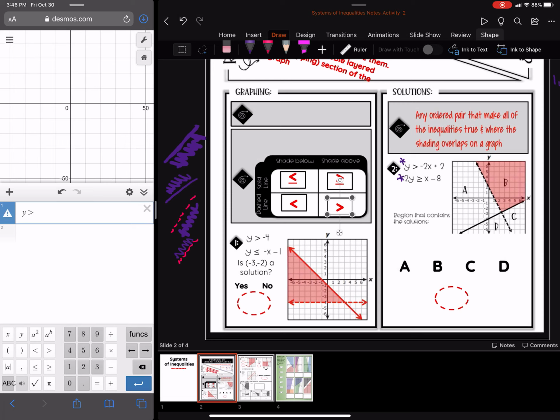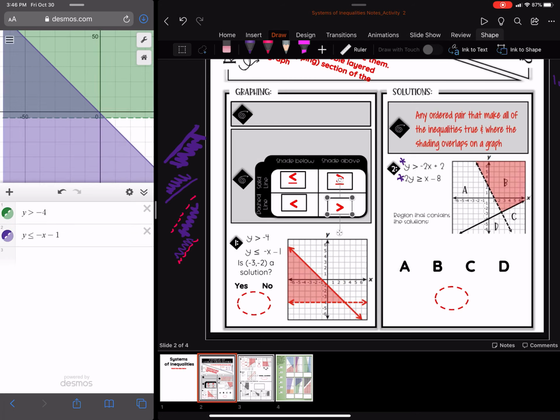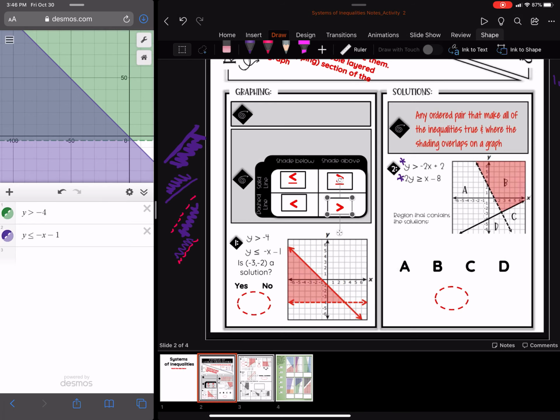Y is greater than -4. And then I'm going to put in, notice that's the green, and then I'm going to put in y is less than or equal to -x minus 1. So -x minus 1. That's the equal sign. -x minus 1. Okay, so that is the double shaded. Do you see that? That's why.